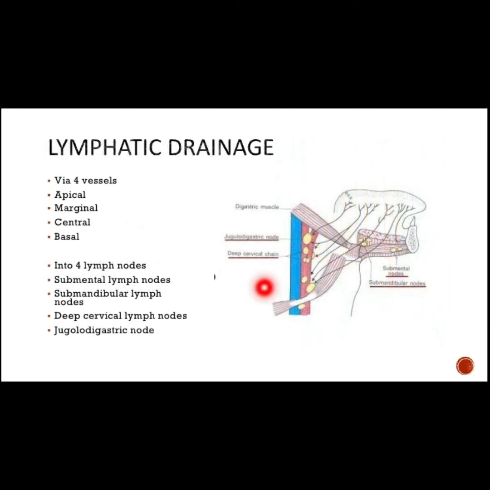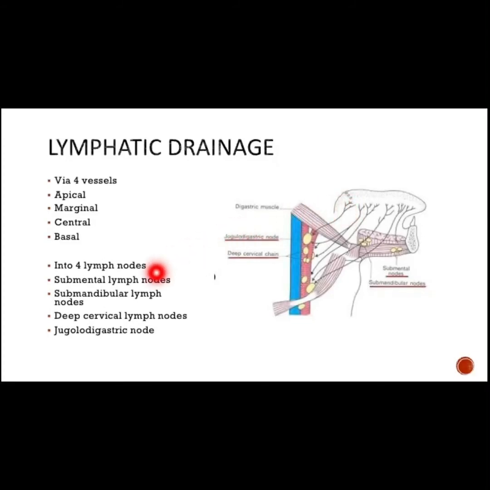Next we move on to the lymphatic drainage of the tongue. It is via 4 vessels, namely the apical, marginal, central and basal. The apical vessels drain the tip of the anterior two-thirds of the tongue. The marginal vessels drain the margin of the anterior two-thirds of the tongue. The central vessels drain the central portion of the anterior two-thirds of the tongue, whereas the basal vessels drain the posterior part of the tongue.